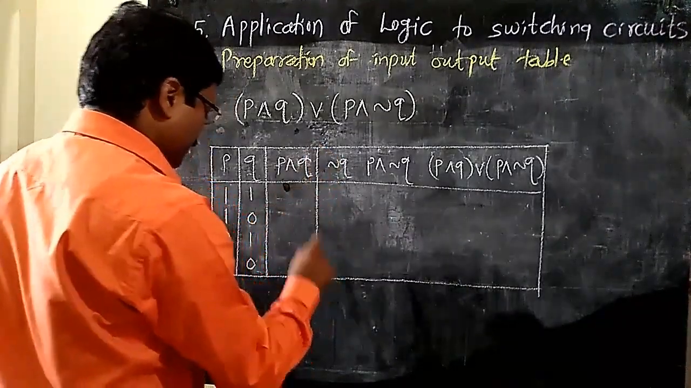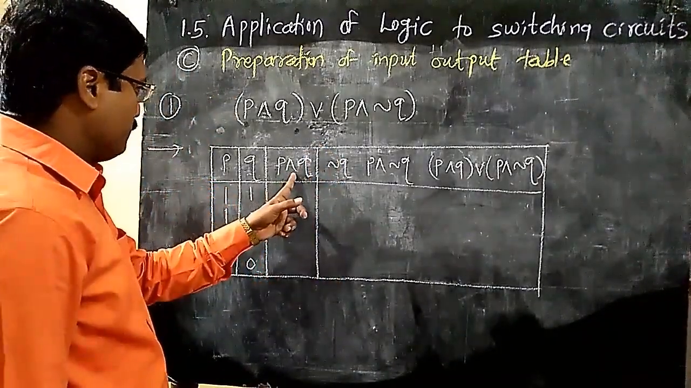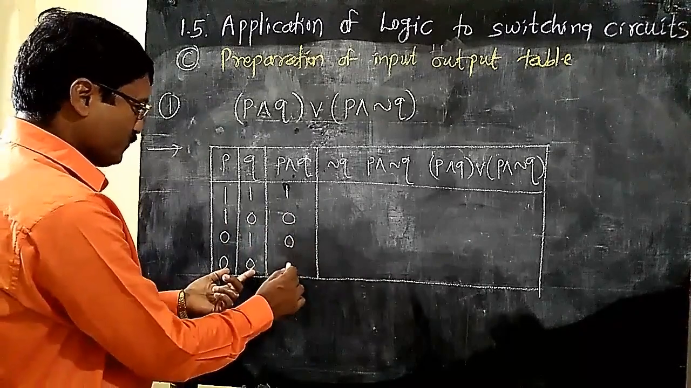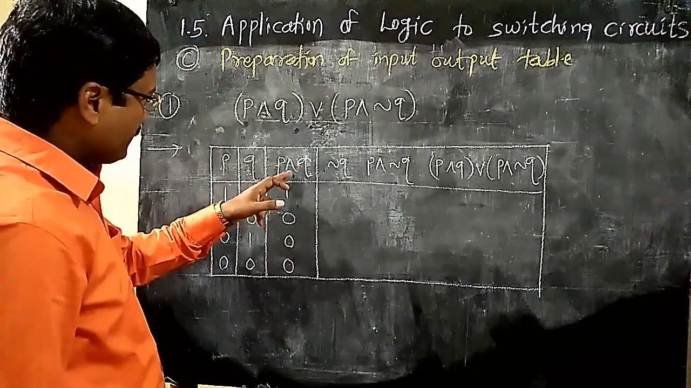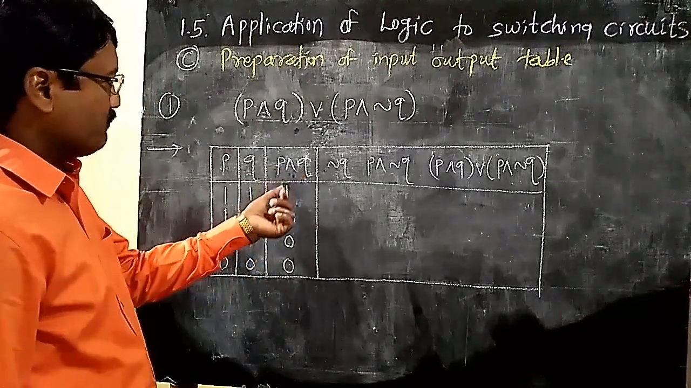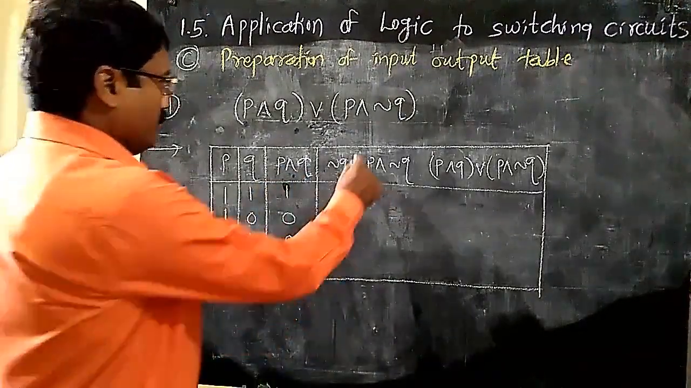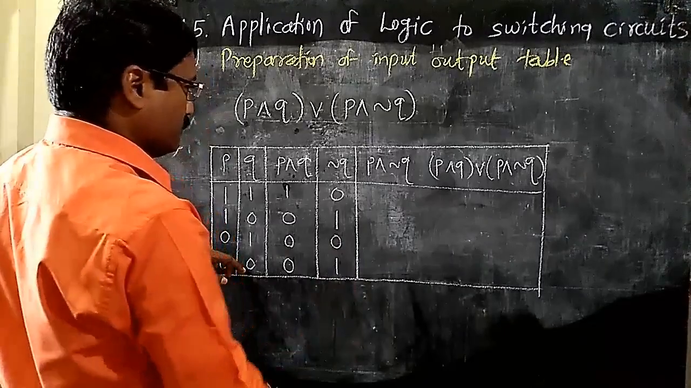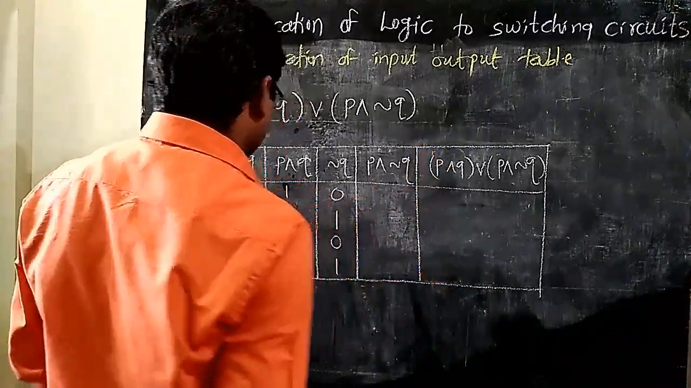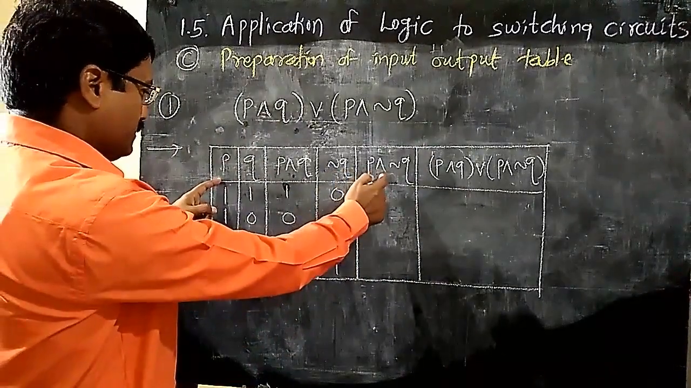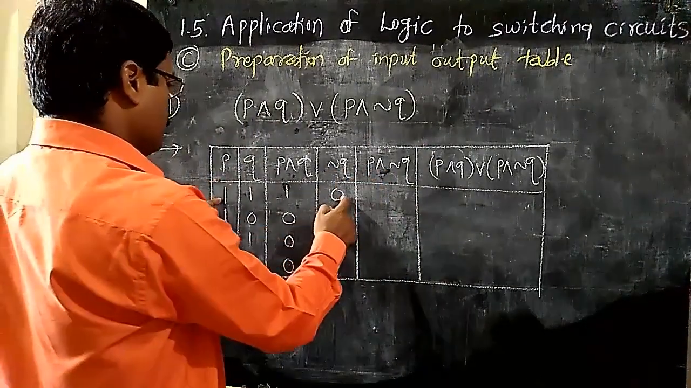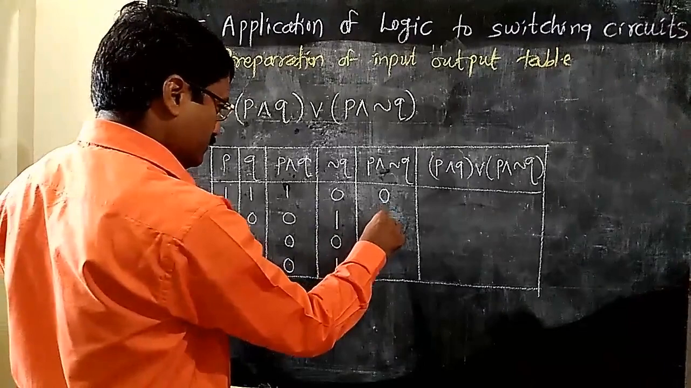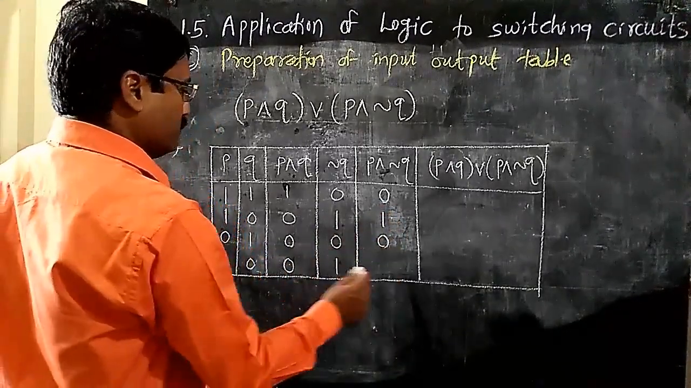In P and Q, conjunction is like multiplication. 1 into 1 is 1, 1 into 0 is 0, 0 into 1 is 0, 0 into 0 is 0. So you can remember that in the input output table of P and Q, it is like multiplication of these two. In negation Q, it is 0, 1, 0, and 1. P and negation Q, P is here, negation Q is there. AND means multiplication. So 1 into 0 is 0, 1 into 1 is 1, 0 into 0 is 0, and 0 into 1 is 0.